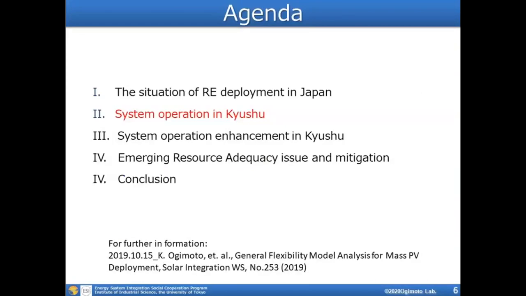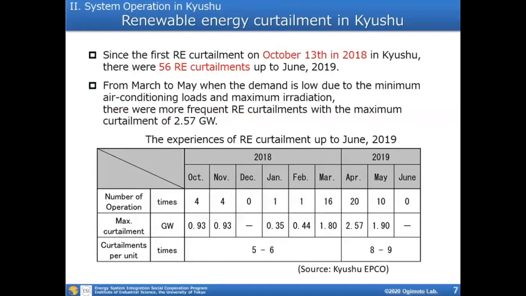So next is system operation in Kyushu. Since the first renewable curtailment on October 13th, 2018 in Kyushu, there were 56 renewable curtailments up to last year, June. From March to May, when the demand is low due to the minimum air conditioning loads and maximum irradiation, there are more frequent renewable energy curtailments, with the maximum curtailment of 2.5 gigawatts.